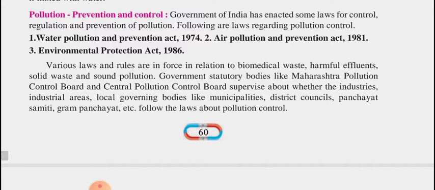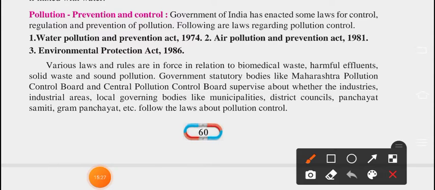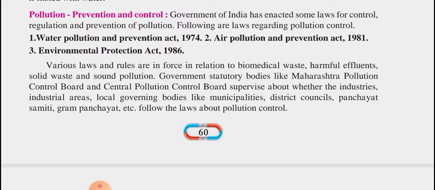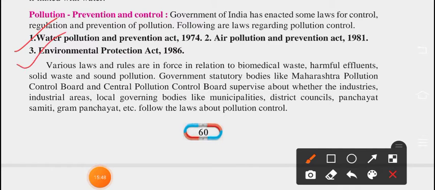So we can prevent pollution and we can control it. A few preventions are over here. The Government of India has enacted some laws for control, regulation, and prevention of pollution. So following are the laws of pollution. We have to control the pollution. The very first is the Water Pollution Prevention Act 1974. Second, the Air Pollution Prevention Act 1981. Third is the Environmental Protection Act 1986. Please search these points on Google. You will get the idea for the same.